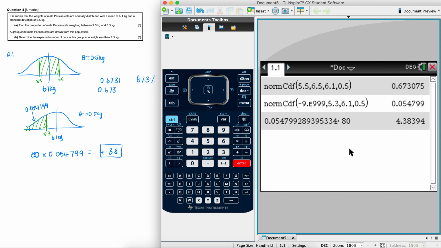And you can leave it as 4.38, you don't have to round it to a whole number, even though in reality we would. So you could put afterwards, if you wanted, this is rounded to 4, since we're dealing with whole numbers, and that would be fine too.